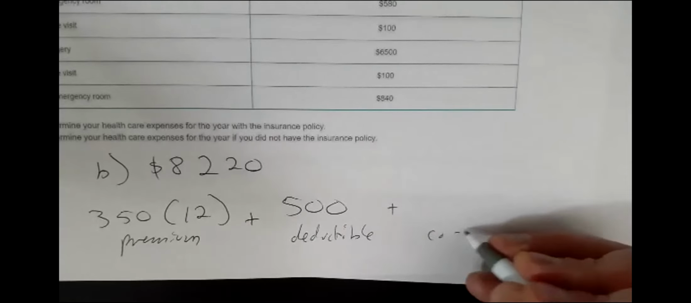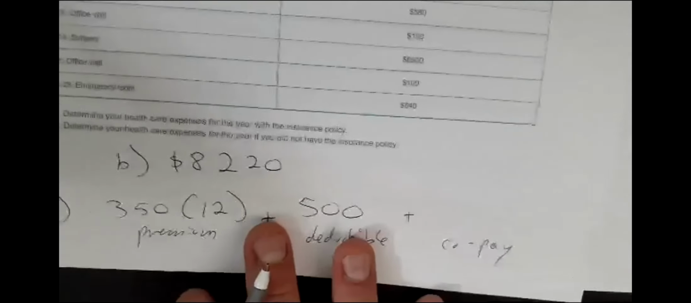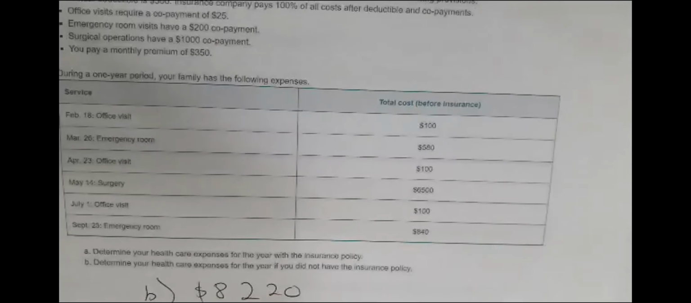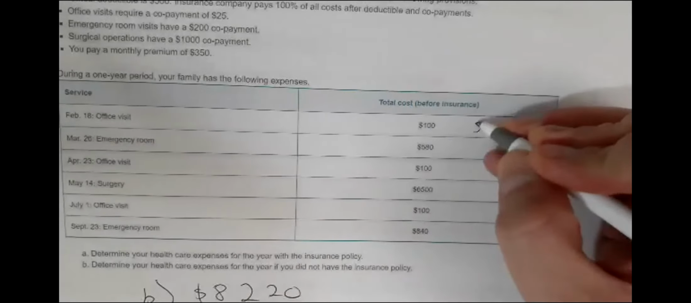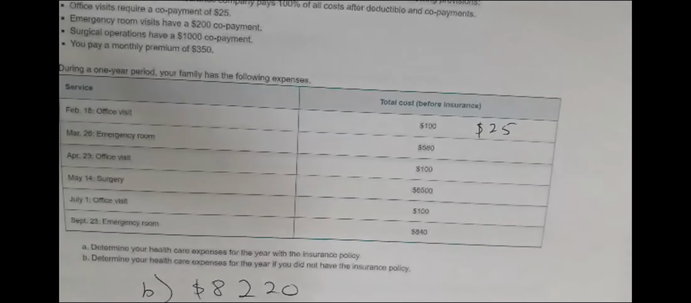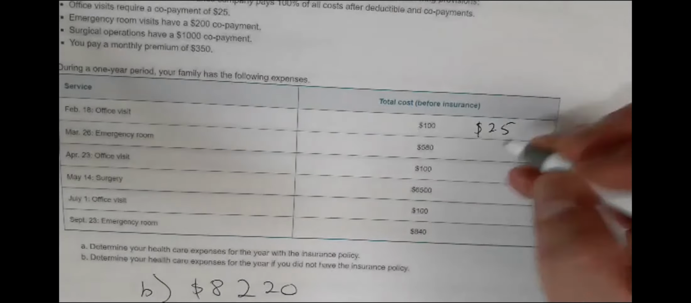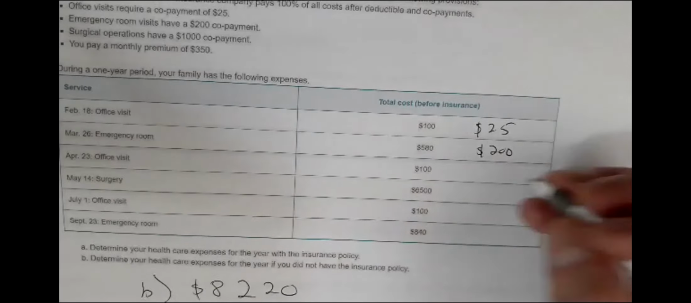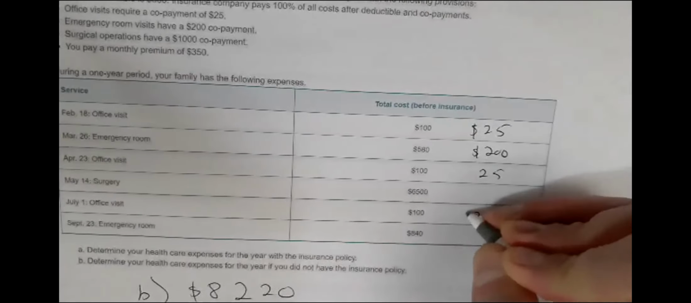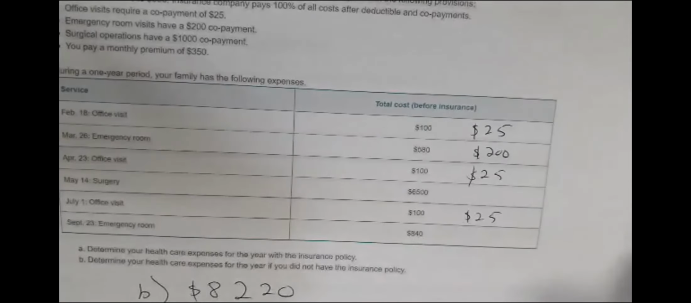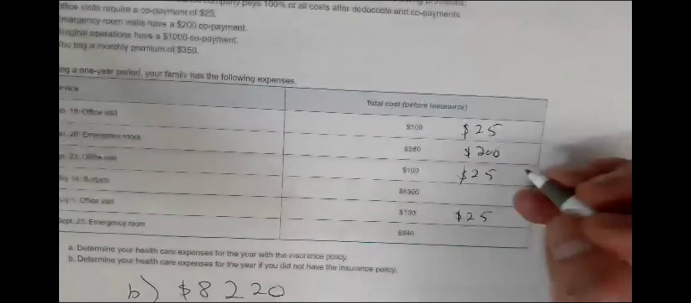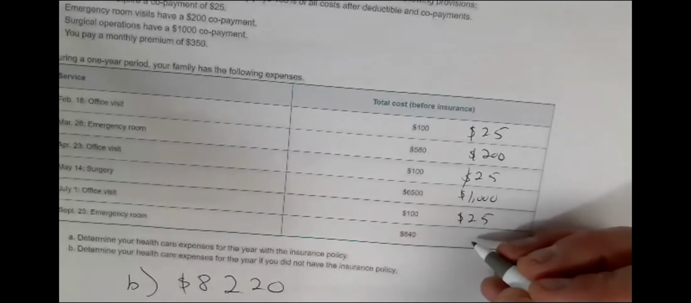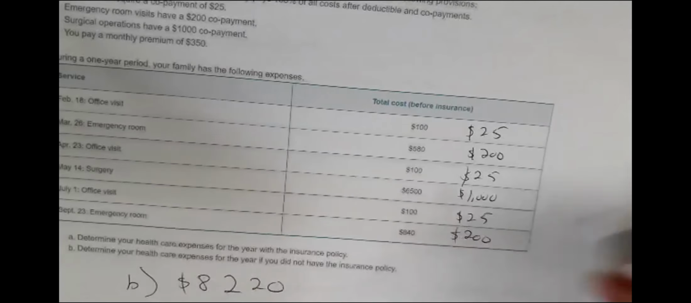And the other thing I really need to figure out is what my copays are. So they're going to charge me a bunch of copays for everything that I have here, I think. My office visit copays are $25. So if I write out my copays right here, it might help. My emergency room visits are $200. My office visits are $25. That's the same thing. $25. My surgery copay is $1,000. And emergency room, that's another $200.